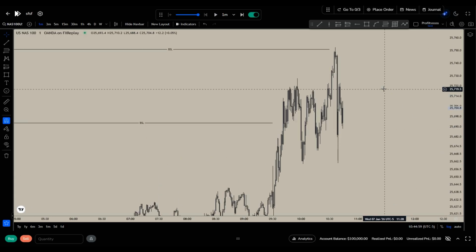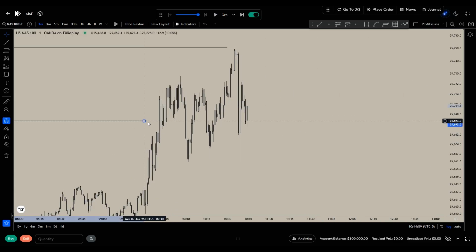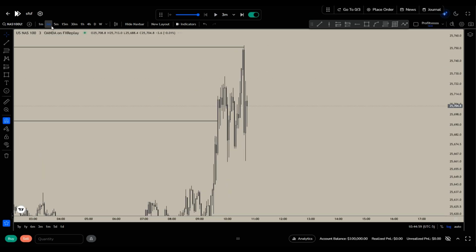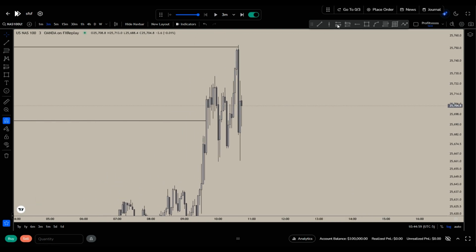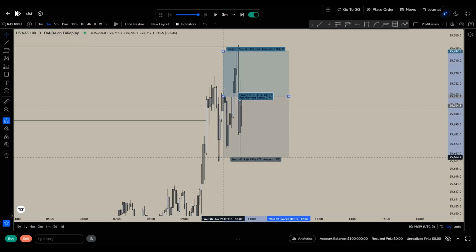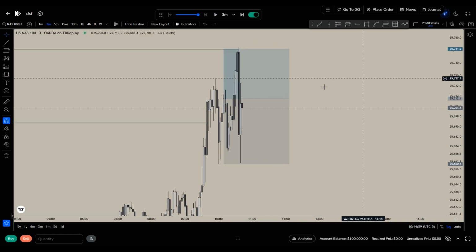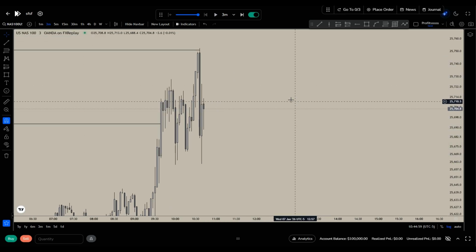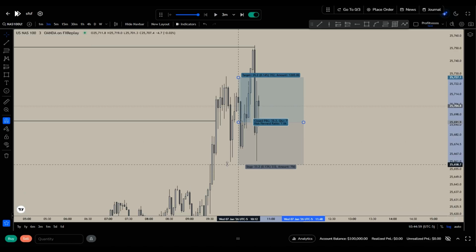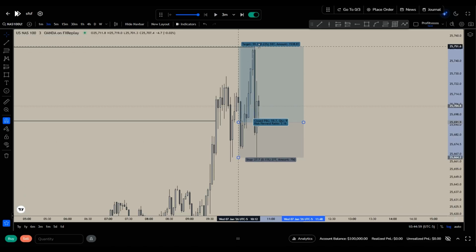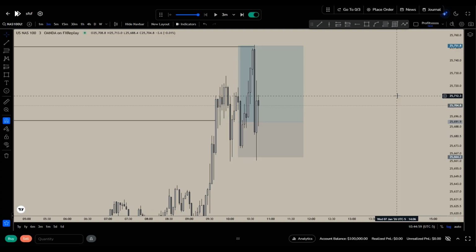towards this draw on liquidity. So there was an inversion on the 3-minute right here, right? There was an inversion on the 3-minute. So you could have taken this 3-minute, right? And put your stop below, targeted this. Would have been negative RR though, but you could have waited for a retracement, right? Let's say you put like a limit order right there, stop at the low, right? And you could have taken a trade in the direction of your bias and your draw on liquidity.